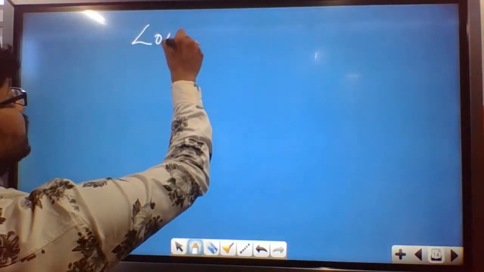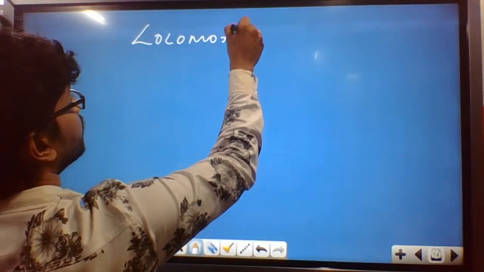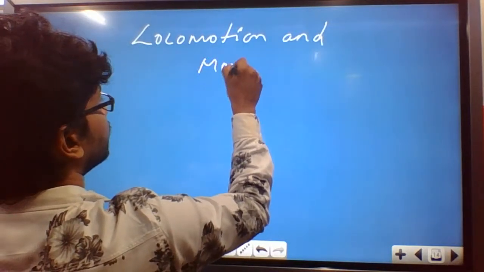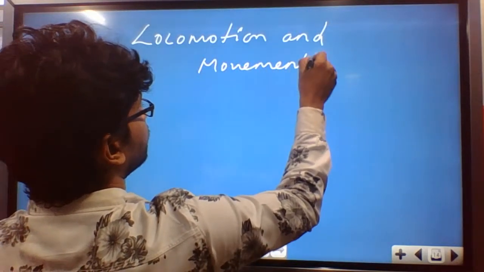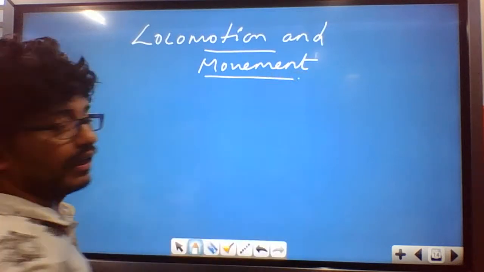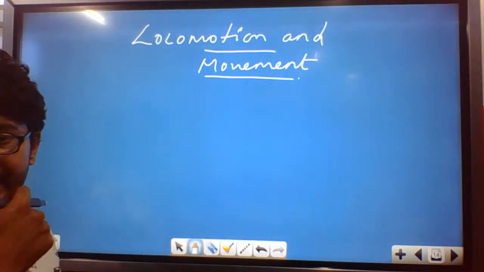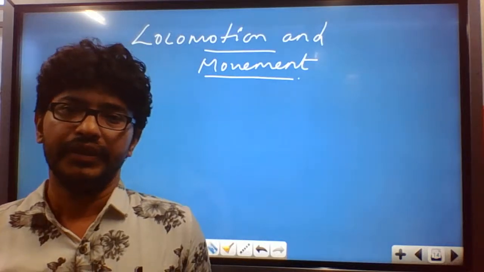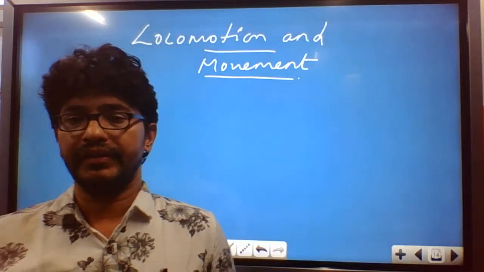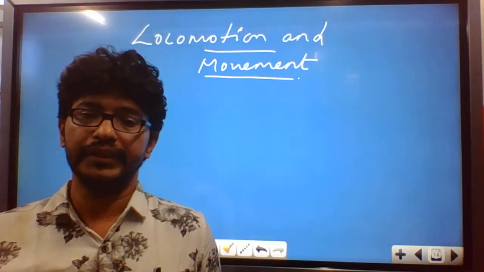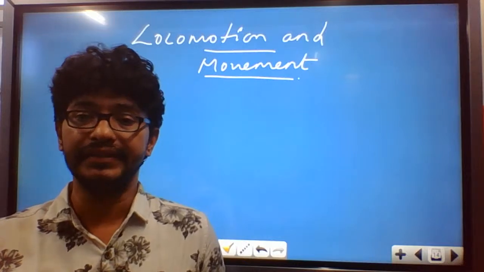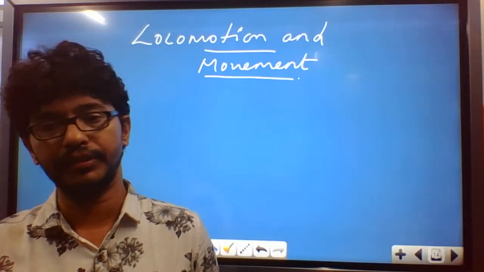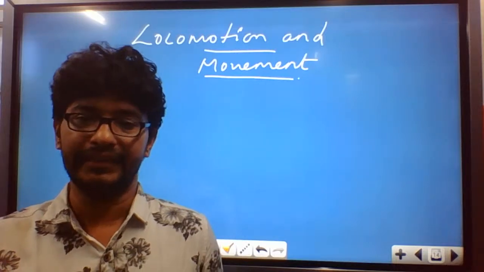The next chapter is locomotion and movement. This is the next chapter on human physiology. Locomotion and movement here we categorize into two parts. One is the muscular system, the other one is the skeletal system. So possibly today we try to complete the muscular system first. Maybe tomorrow we'll start with the skeletal system.